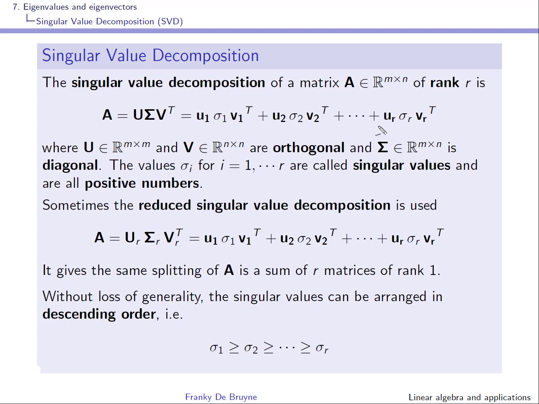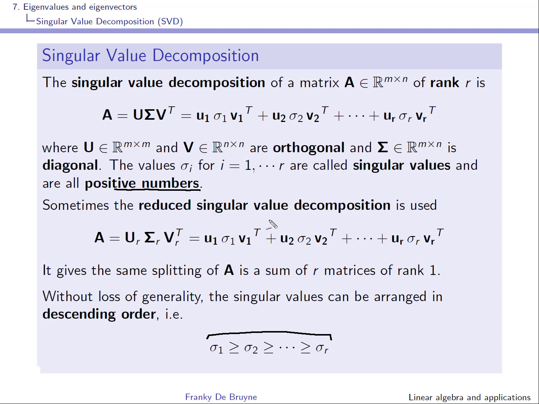U and V are orthogonal. Sigma has the same dimension as A and is diagonal. And you know now what we mean by diagonal. So look at this structure of sigma, and on the diagonal you find the sigma i, where i goes from 1 to r, and these are called the singular values. They can be chosen as positive numbers. And in this decomposition we'll make the assumption, and this can be done without loss of generality, that all sigmas are ordered in descending order. So sigma 1 is larger than sigma 2, etc.